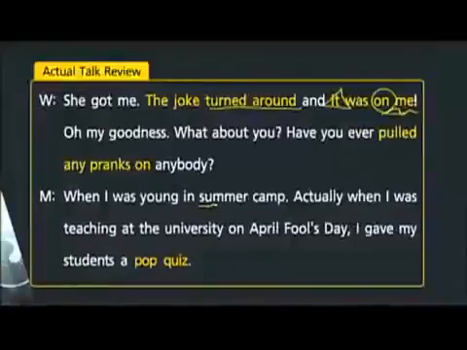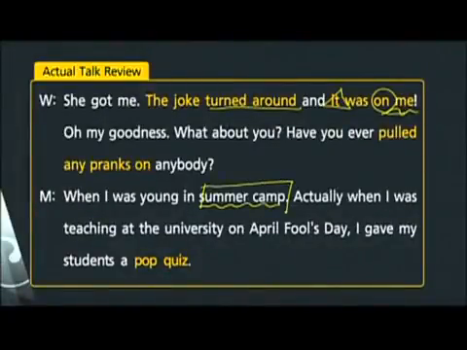He says, when I was young, in summer camp. Usually, that happens when you're in school and you go to summer camp. You can play lots of jokes on people, have lots of fun. But he says, actually, when I was teaching at the university, on April Fool's Day, that is April 1st, I gave my students a pop quiz, okay?